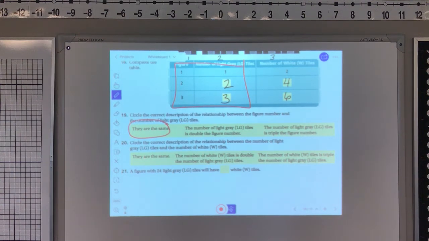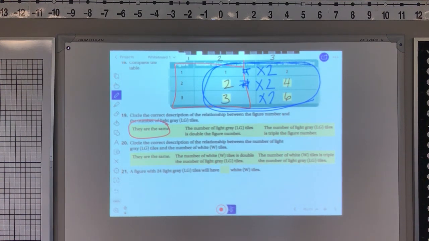Number 20 says, circle the correct description of the relationship between the number of light gray tiles and the number of white tiles. So now they're asking me to look at these 2. What are we doing to the number of light gray tiles to get to the number of white? From 1 to 2, I can add 1. But if I keep that same pattern, 2 plus 1 is only 3, so that can't be it. So what else can I do to 1 to get to 2? I can multiply by 2. And if I check that for the next one, 2 times 2 is 4, and 3 times 2 is 6.